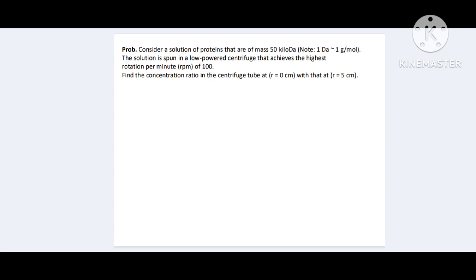And my mass is given in grams per mole, okay? Though if I want to stick to SI units, I should do it as kg per mole. 50 kilodaltons is 50 into 10 to the power 3 grams per mole. So it is 50 kilograms per mole. Kilo is 10 to the power 3. So 50 kilodalton is 50 kilograms per mole. Okay, so I use it in N.